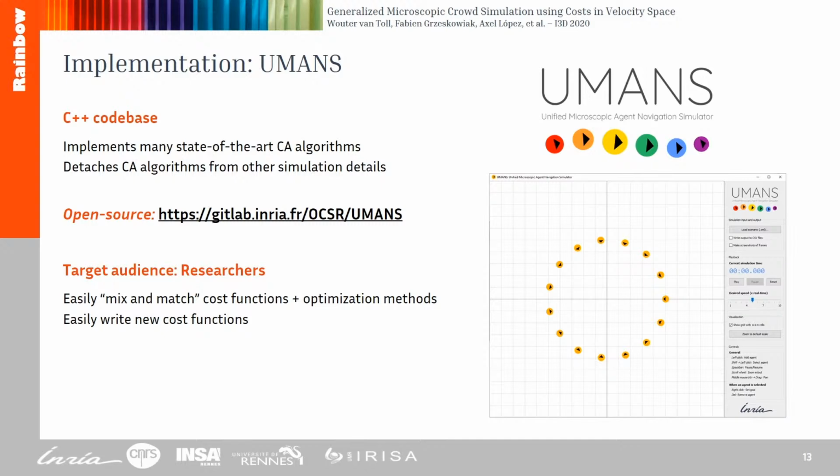So in HUMANS, it's relatively easy to take any cost function and any optimization method, combine them and see what happens. And if you know a bit of C++, you can also quite easily write a new cost function yourself. And with that, we hope that HUMANS can become the new standard platform for research and experimentation with crowd simulation.